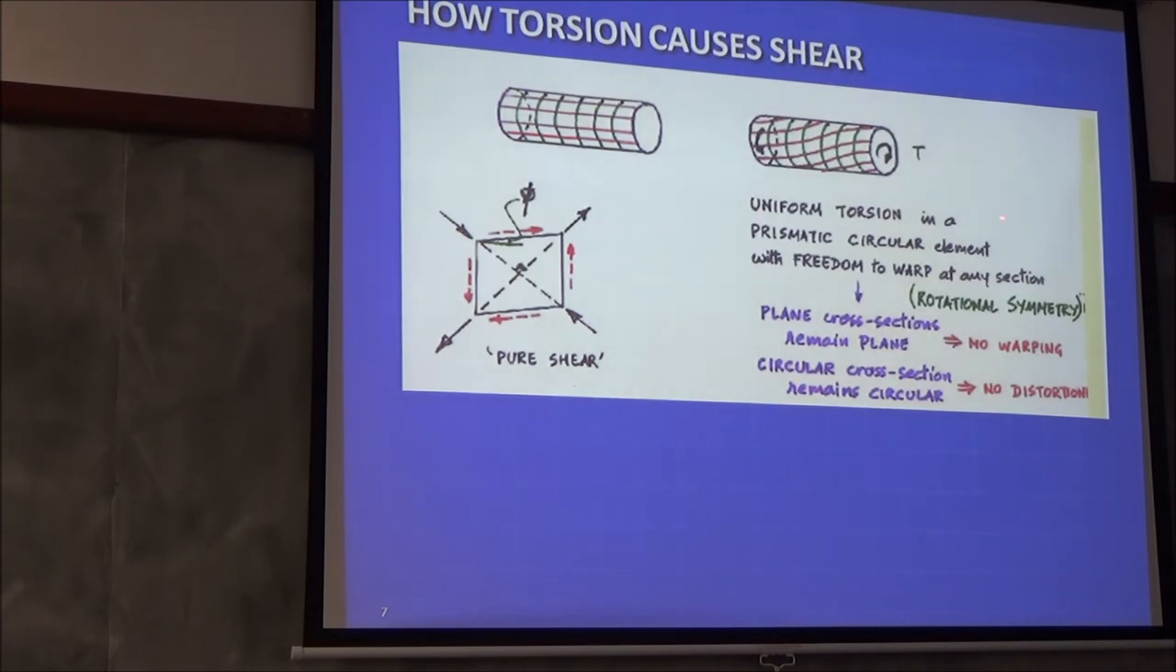Uniform torsion in a prismatic circular element with freedom to warp in any section: your plane sections remain plane, no warping, and the circular section remains circular, no distortion. When will you have what? You have many possibilities. You can have warping without distortion, or distortion without warping. Let's say I have a prismatic beam, what happens? Let's say I have a non-circular beam, what happens?